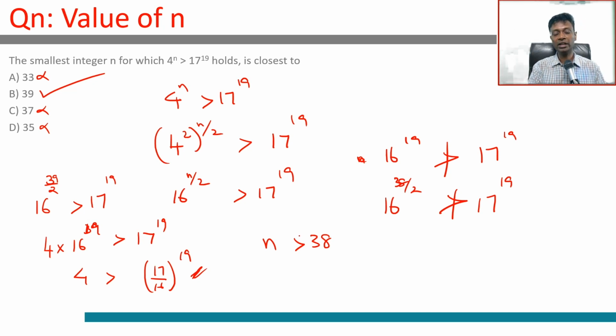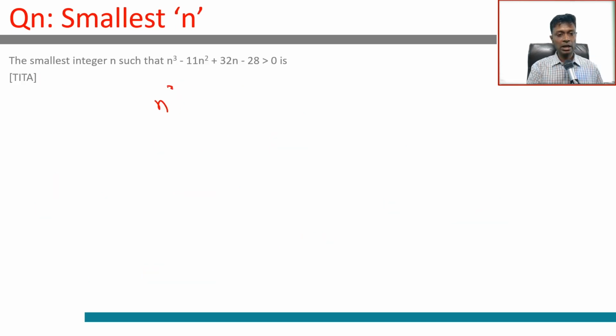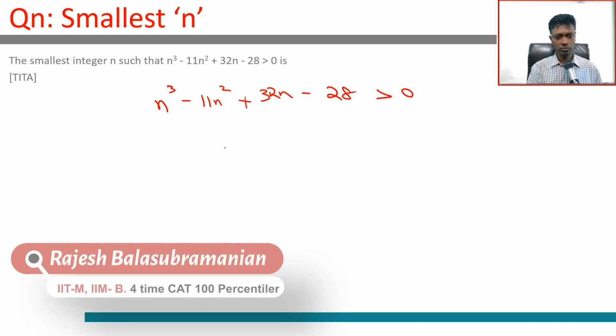We know that 38 doesn't work. If 39 and 40 had been in the choices, then we would be worried. We would be in trouble. It's not. So this becomes an easy question. 39 works. n cube minus 11n square plus 32n minus 28 greater than 0.